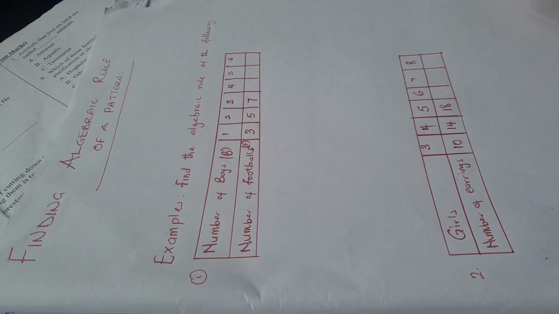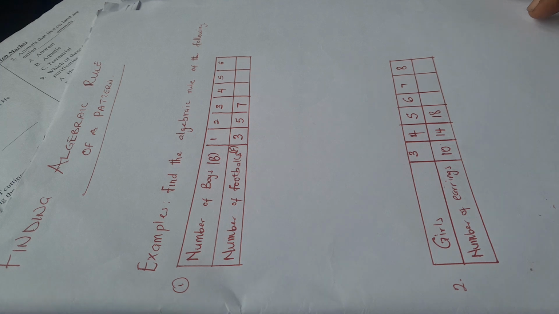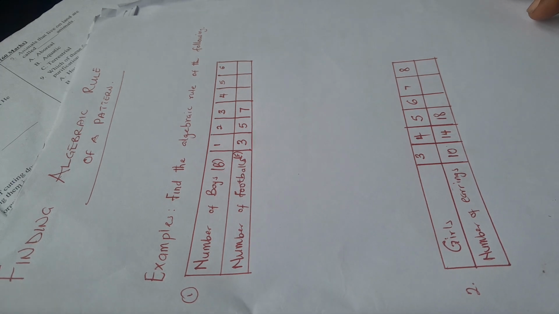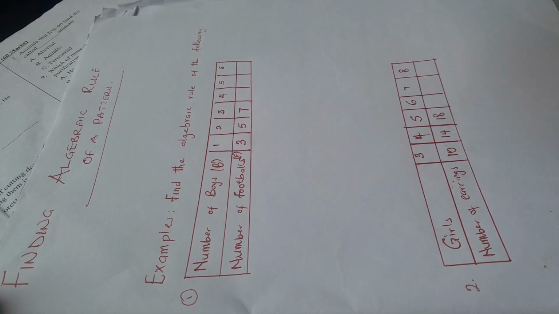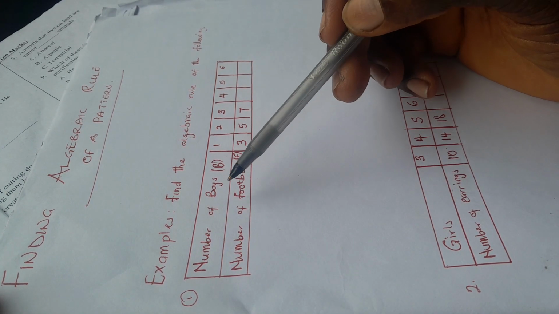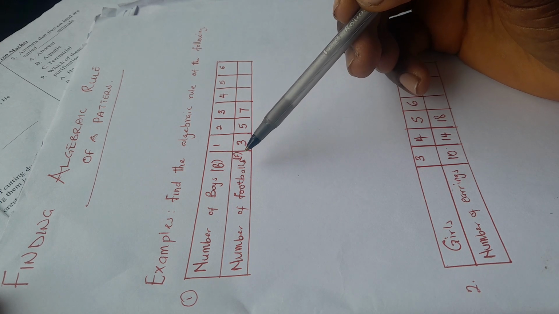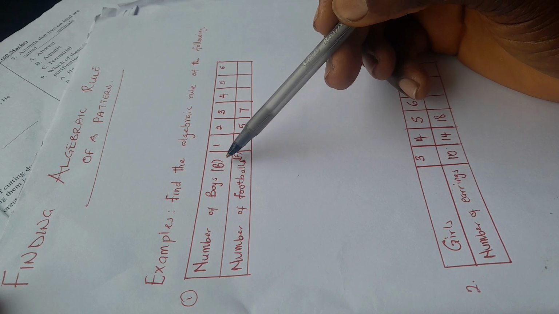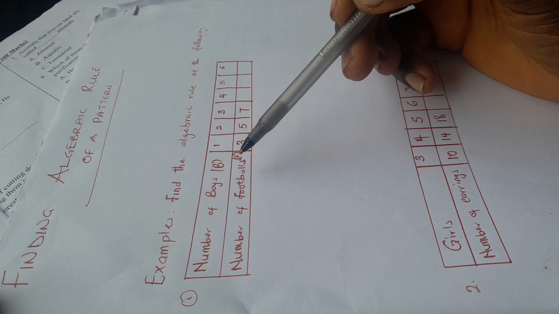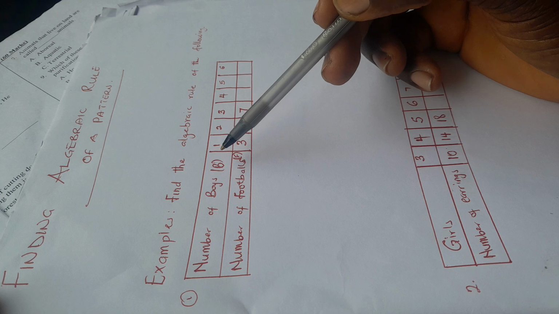It says, find the algebraic rule of the following. So we've been given our first table. Let's find the algebraic rule of the table given. So we have number of boys and number of footballs. We are representing number of boys with B and number of footballs with F. Considering these two variables B and F, the values of F depend on the values of B.